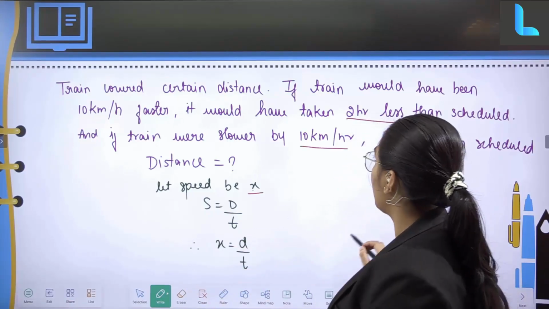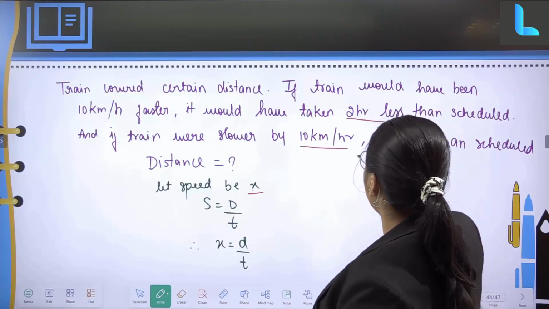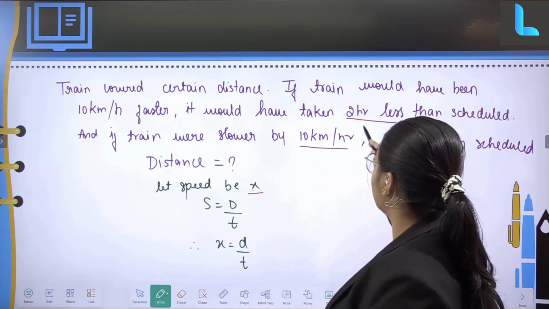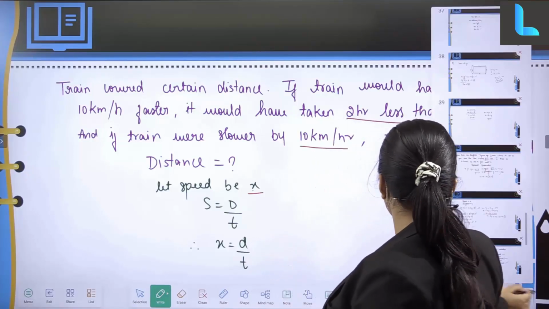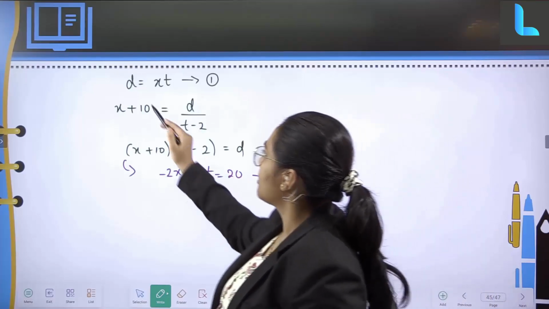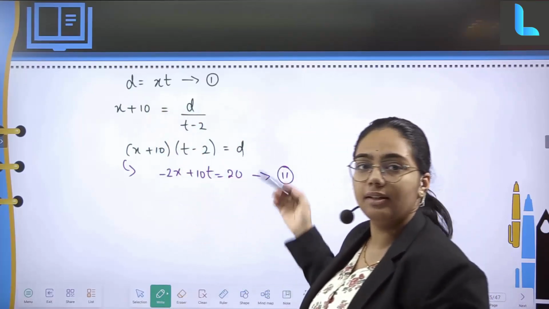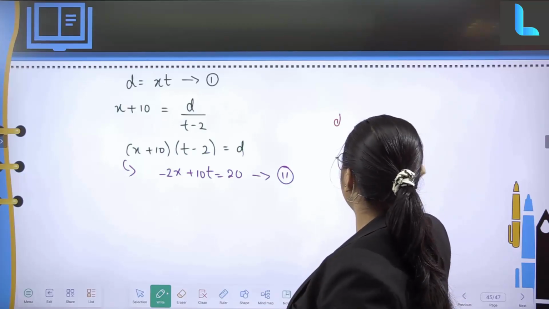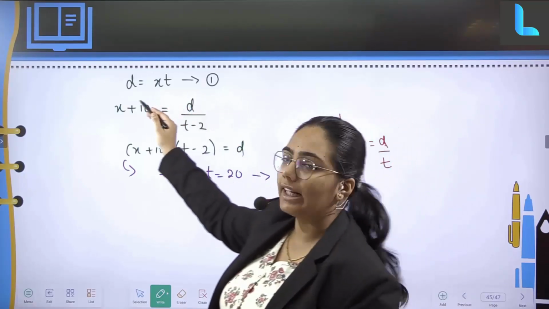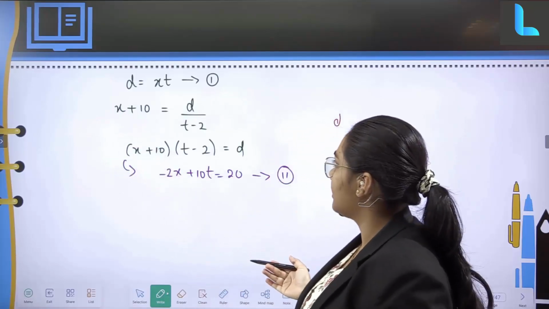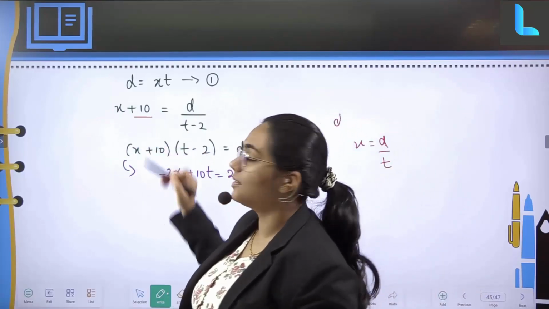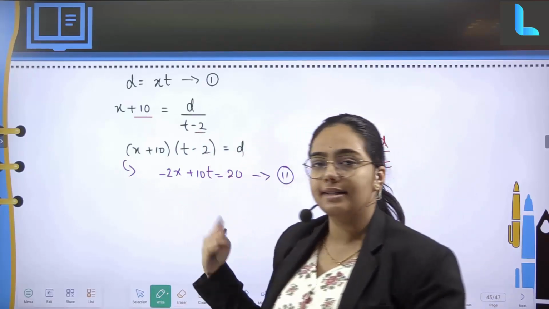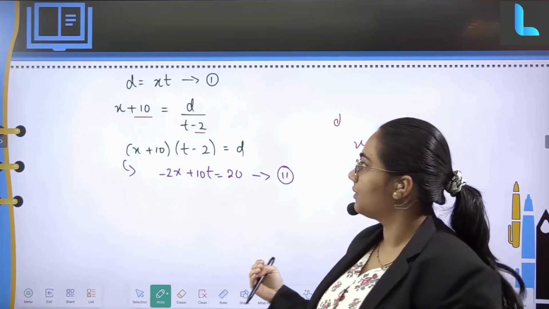So in the question, what is the relation they have given? If the train would have been 10 kilometer faster, it would have taken 2 hours less. Right. So this is what has been given. So d is equal to x into t. How did I get this? I had written x is equal to d upon t, right? So d is what I had considered equal to x into t. Suppose it was running 10 kilometer faster, it would have taken 2 hours less. Right, this is the relation which is given.